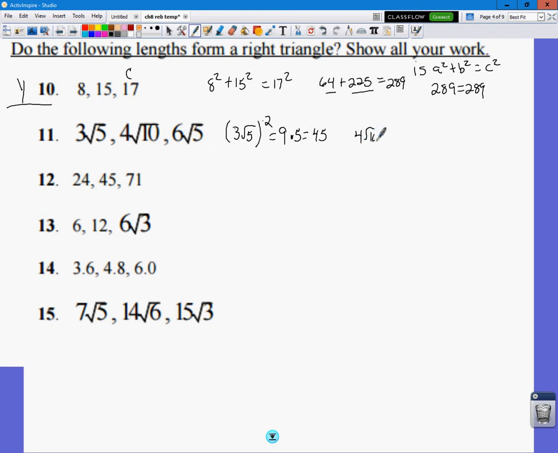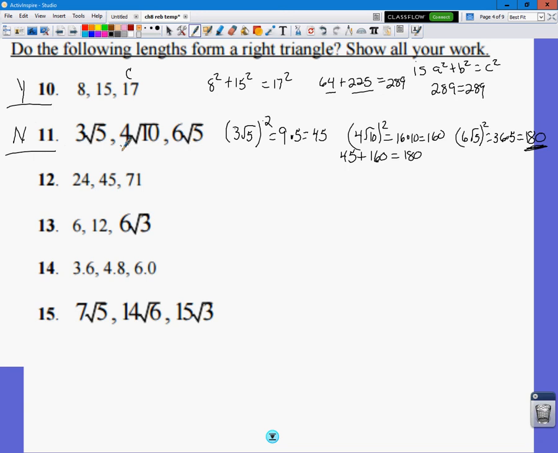4 square roots of 10 squared would be 4 squared, which is 16, times the square root of 10 squared, which is 10. This is 160. And 6 square roots of 5 squared would be 36 times 5, which is 180. And then I check, does 45 plus 160 equal 180? Because this was the larger side, it had to be the c squared side. And the answer to this is no.